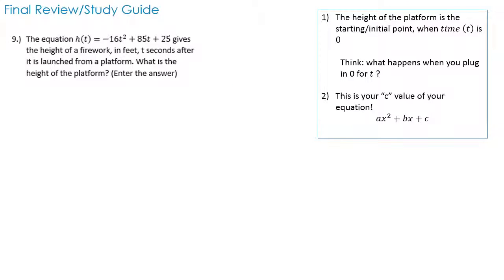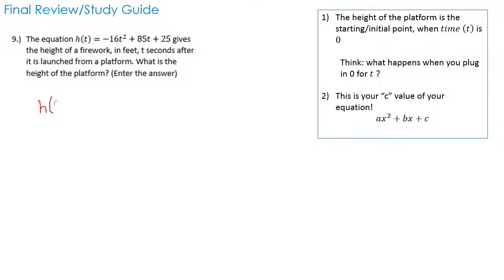For number 9, the equation h of t is equal to -16t squared plus 85t plus 25 gives the height of a firework in feet t seconds after it is launched from a platform. What is the height of the platform? And you're going to be entering your answer in. So the height of our platform is our starting or our initial point. So when our time is 0, because that's where we're starting here. So if we think about it, what happens when we plug in 0 for t? So let's go ahead and do that.